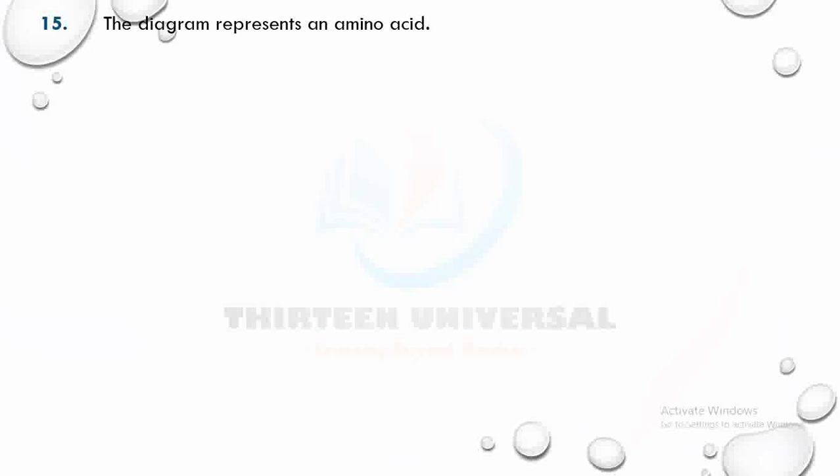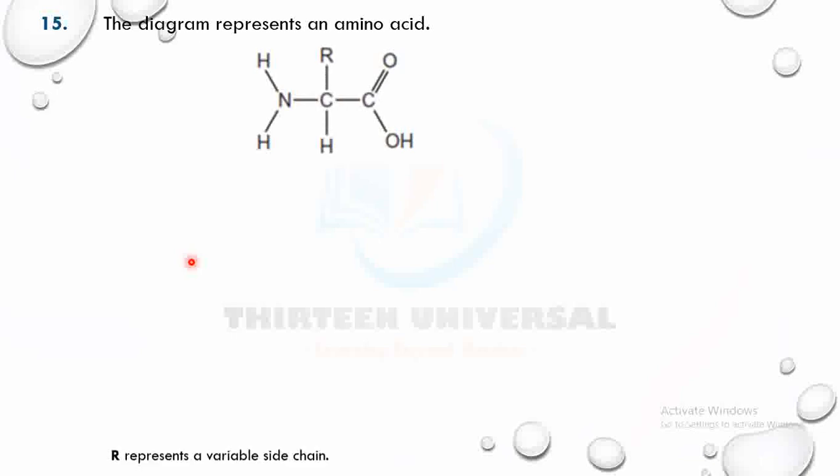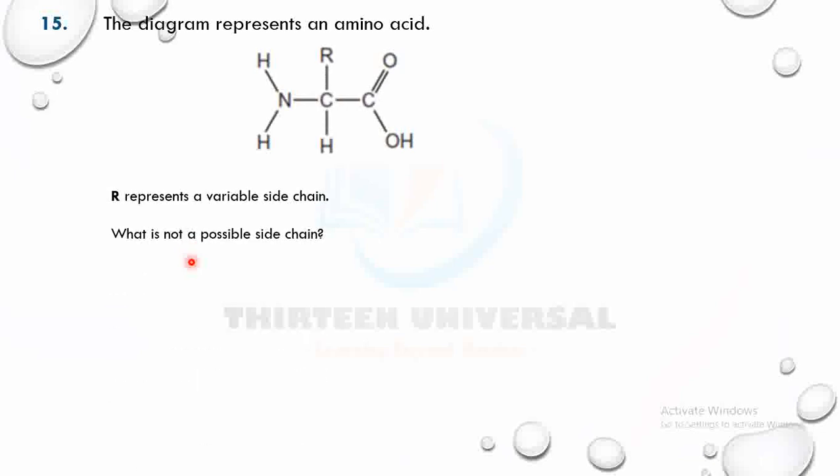The diagram represents an amino acid. All right, see that amino acid. So R represents a variable side chain. What is not a possible side chain there? Good. This is the R group. Pause the video and try it. Which one out of these 4 is not possible here?